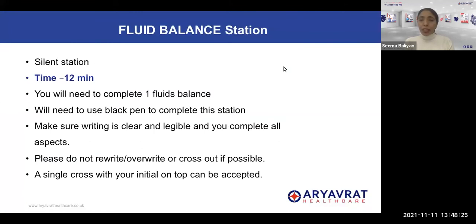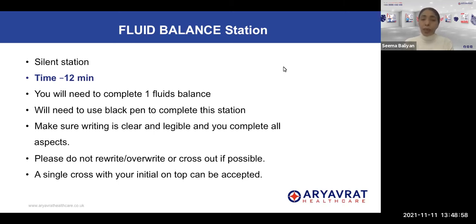So a little bit about fluid balance as a station. It is a silent station. You will get 12 minutes to complete this station, and in these 12 minutes, you will be required to complete one fluid balance. You will be given a scenario in a table format, giving the patient's total fluid intake and output, which you will have to divide on an hourly basis as per the fluid balance, and you will have to complete a fluid balance chart.